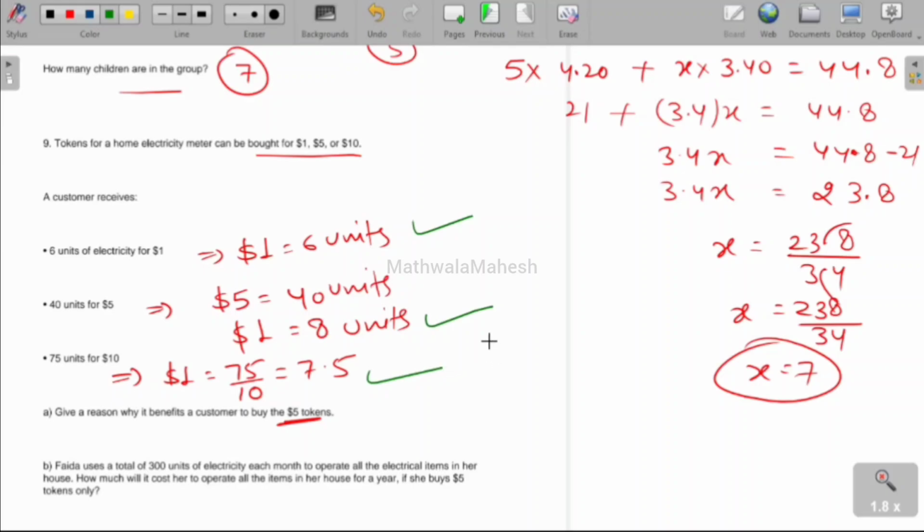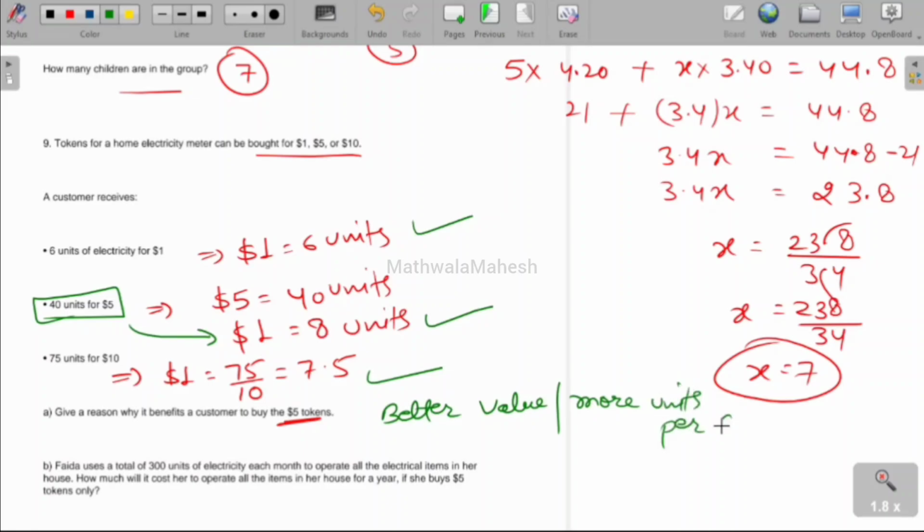So we know that the better value comes from more units per dollar. So 40 units for $5, this option gives us 8 units, which is the maximum. So that is the reason that it is better value: more units per dollar. Okay. This one is the reason.